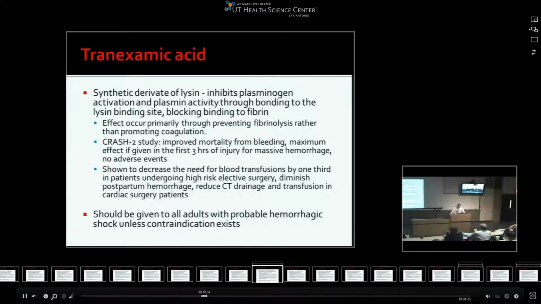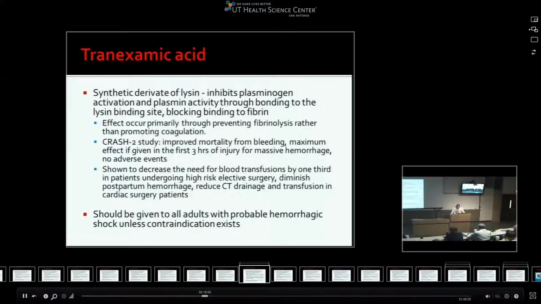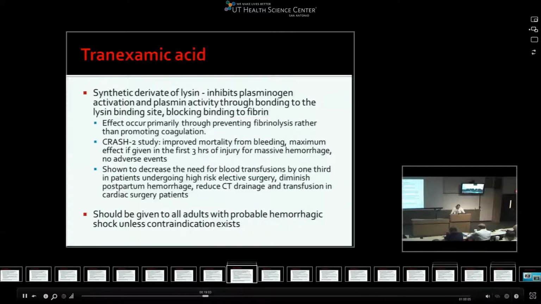In the CRASH-2 study, improved mortality from bleeding was shown, and the maximum effect was seen if it was given within the first 3 hours of injury for massive hemorrhage, and no adverse events were noticed.